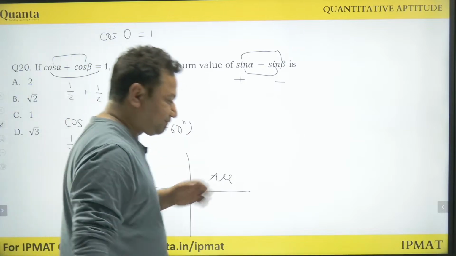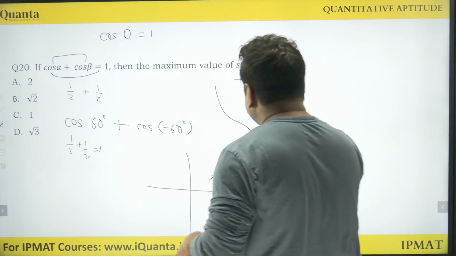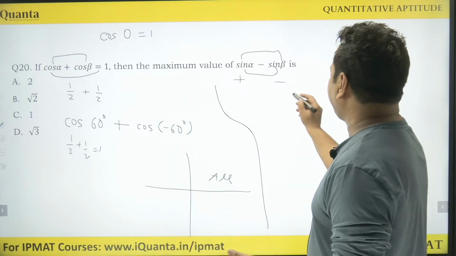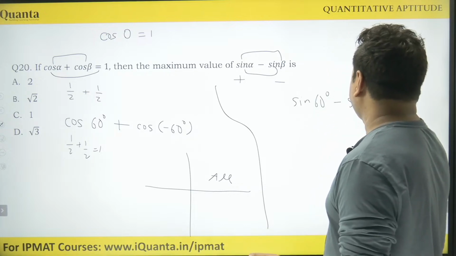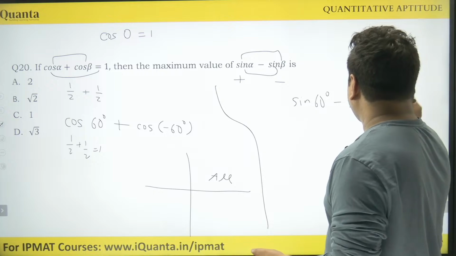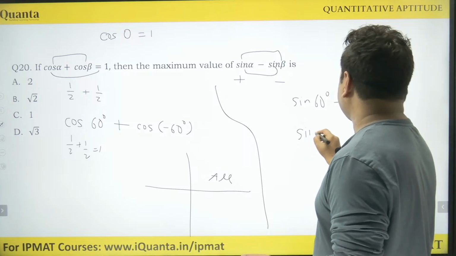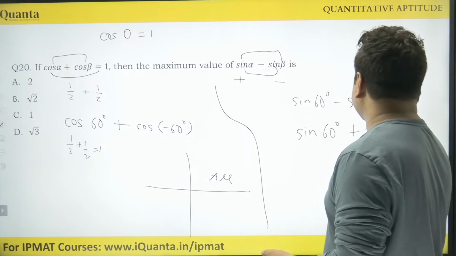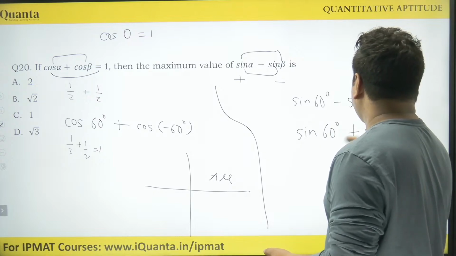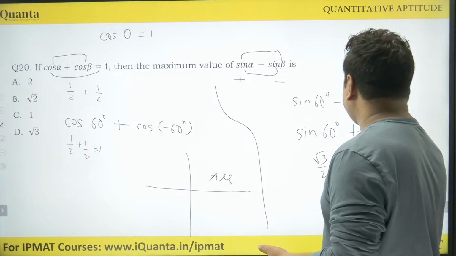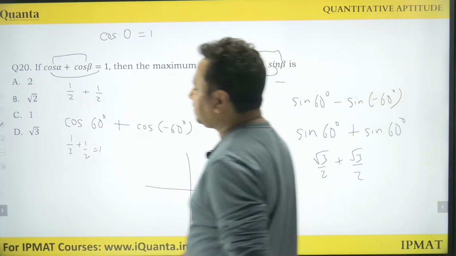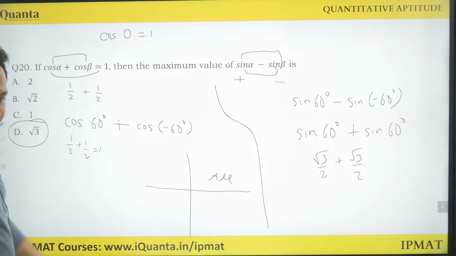But here, sin of minus 60 will be minus sin 60. Okay, so that means if I put minus sin of minus 60, this becomes positive. So sin 60 plus sin 60, this is what we have. This will be equal to how much? Root 3 by 2 plus root 3 by 2. All I get is root 3 to be our answer. Clear? The main catch over here was to have a negative value for beta.